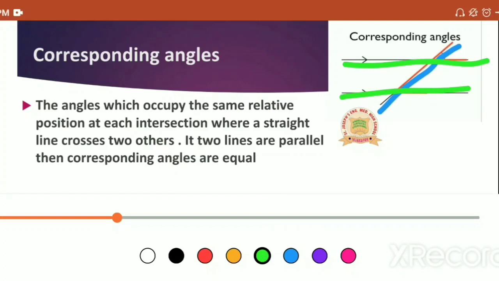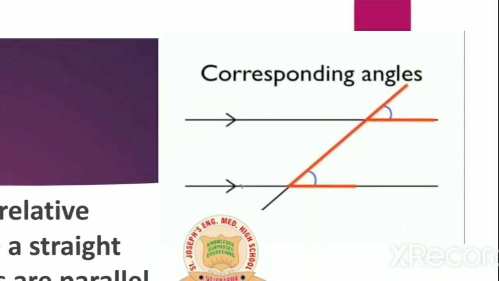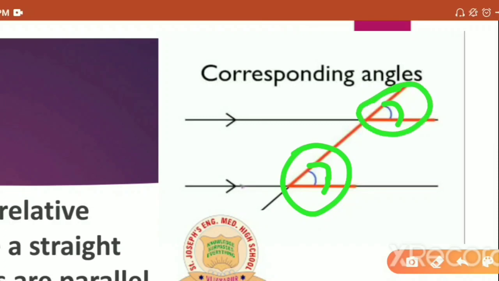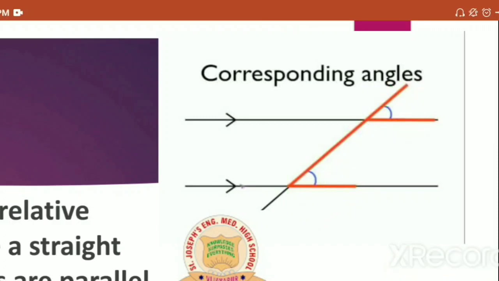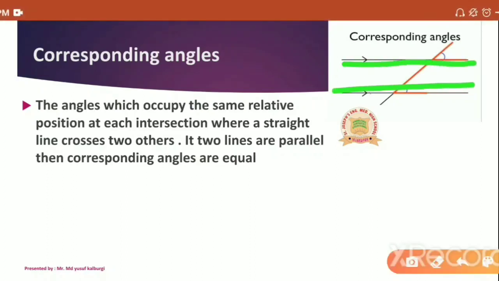Now when this happens, they occupy the same relative positions. What are the same relative positions? Now just see this figure. Shall I zoom it? Here you can see that this angle is occupying the same relative position as this angle. So such angles are called corresponding angles. If two lines are parallel, then corresponding angles are equal. If these two lines are parallel, only then will these corresponding angles be equal.